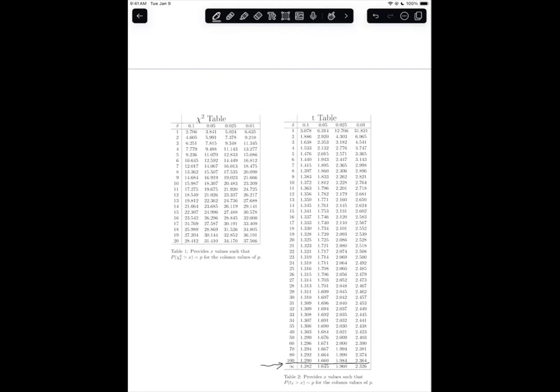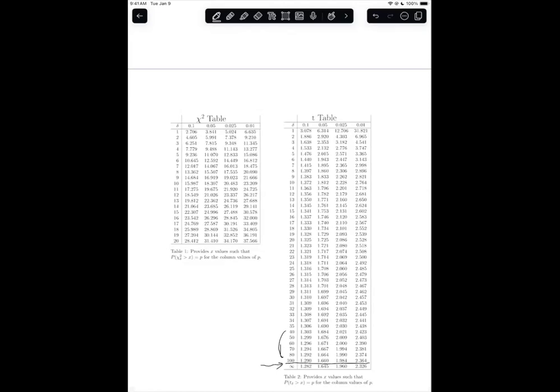And this works for anything in here. If the degrees of freedom is 55, you'd go back down to 50. If the degrees of freedom is 79, you go back down to 70. So you always are going to go back down. So we're going to use this row.